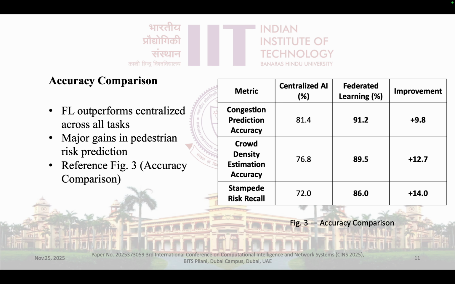Regarding the accuracy comparison, the congestion prediction accuracy in centralized AI was 81.4%, whereas in the federated learning based approach it increased to 91.2%. Crowd density estimation accuracy also increased significantly. Initially in centralized AI it was 76.8%, and in the federated learning based approach it was found to be 89.5%. Stampede risk recall also increased: in the centralized AI based system it was 72%, and in the federated learning based approach it increased to 86%.